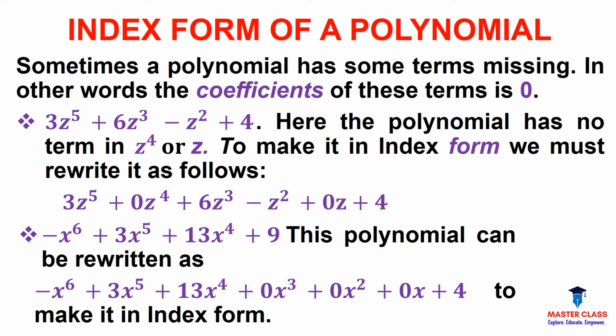The polynomial minus x raised to 6 plus 3x raised to 5 plus 13x raised to 4 plus 9 can be rewritten as minus x raised to 6 plus 3x raised to 5 plus 13x raised to 4 plus 0x cube plus 0x square plus 0x plus 9 to make it in index form.